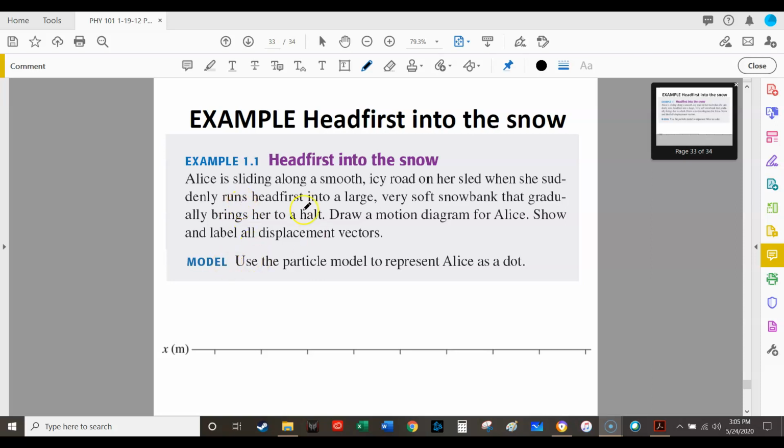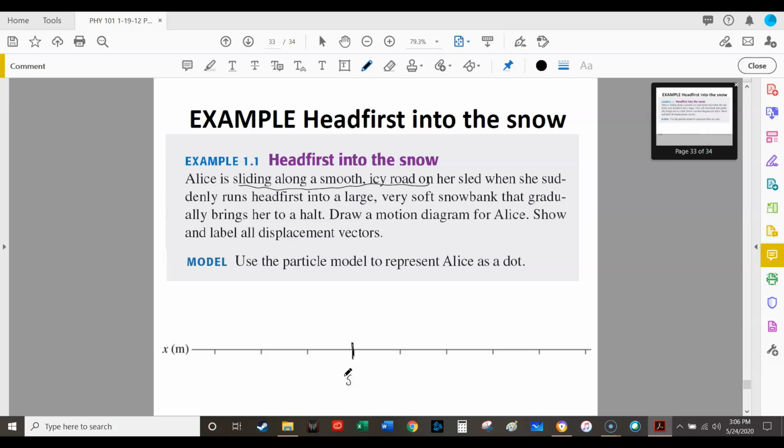Okay, so let's draw this. Let's try to draw a particle. So let's say Alice is going to be moving along at a constant velocity because she's sliding on a smooth, icy road. So that tells me that there's no friction. So she's going to be moving at a constant velocity. But then something happens right here. So this is where she hits the snowbank.